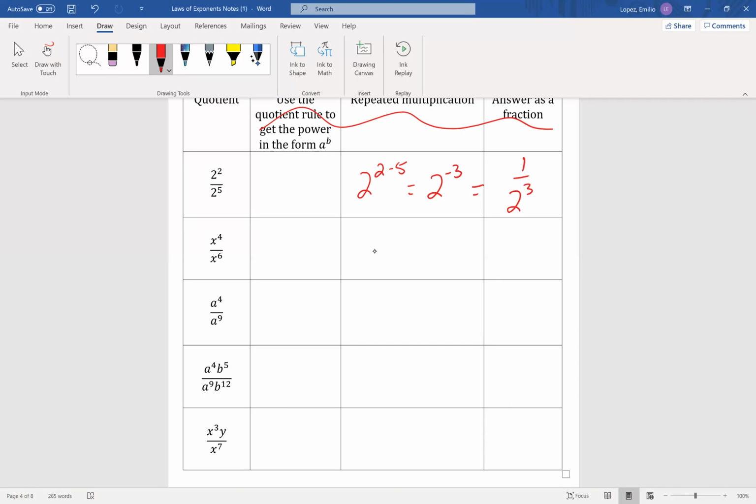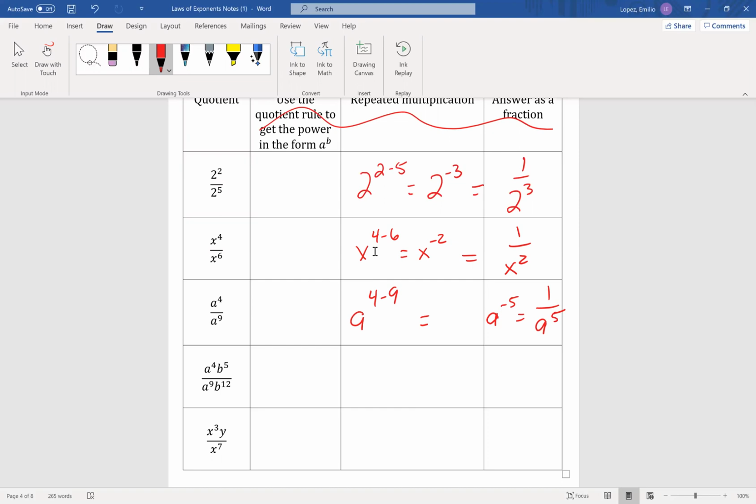This example here, this would be x, and you do 4 minus 6. This gives you x to the negative 2. If it's negative, you write it as a fraction, so it's going to be 1 over x squared. The next example, you're going to do 4 minus 9, which is going to give you a to the negative 5th, which is equal to 1 over a to the 5th. And notice that your negative exponent goes away.